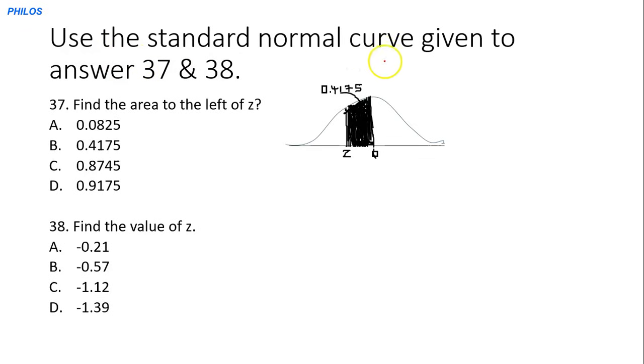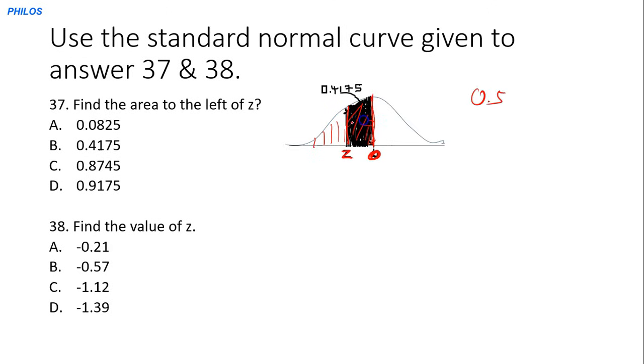Use the standard normal curve given to answer 37 and 38. Find the area to the left of Z. Now this is Z. This is 0. And this place is shaded. The question says we should find the area to the left of Z. It means we should find this area. That's the meaning.